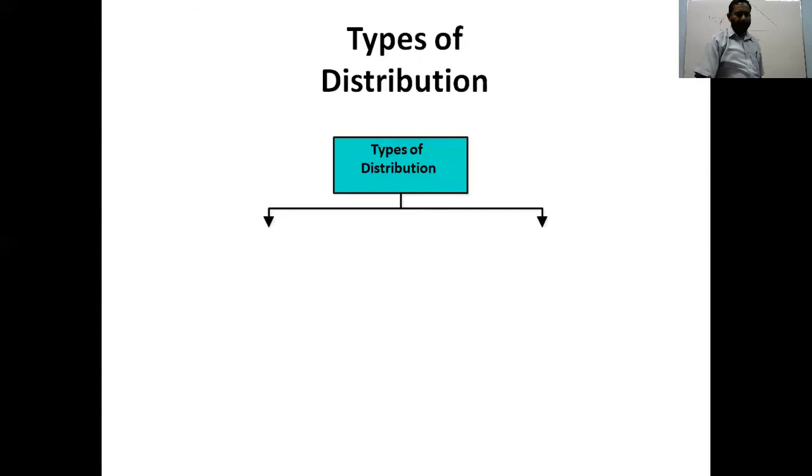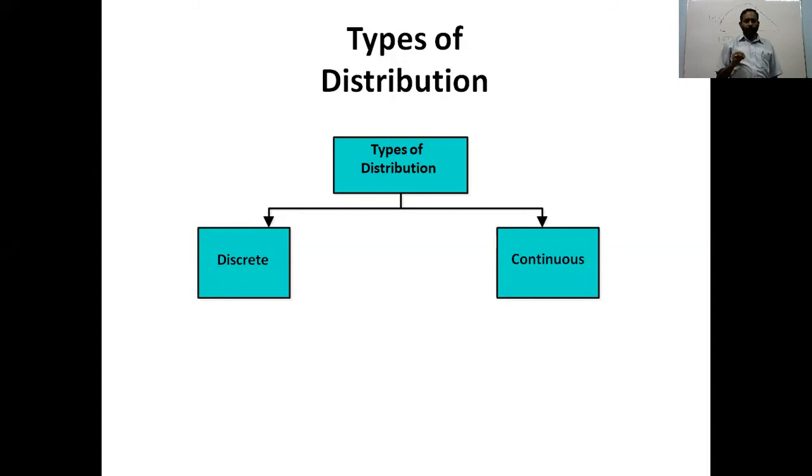Right, let's look at what distributions are available. Not all the distributions, I have listed some of the distributions that we are going to learn. These distributions will be based on the quantitative data that we have already classified. How did we classify the quantitative data into two major categories: discrete and continuous?